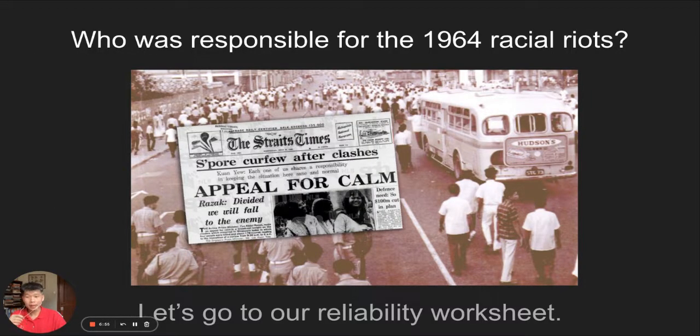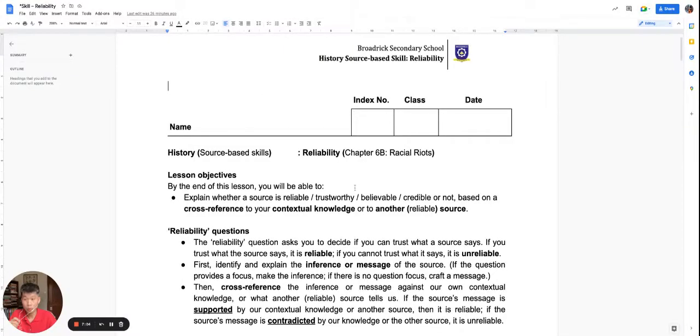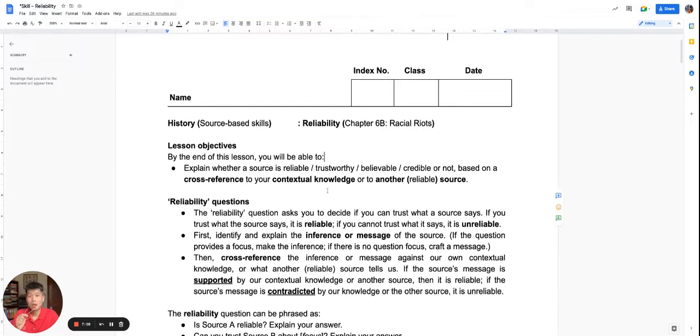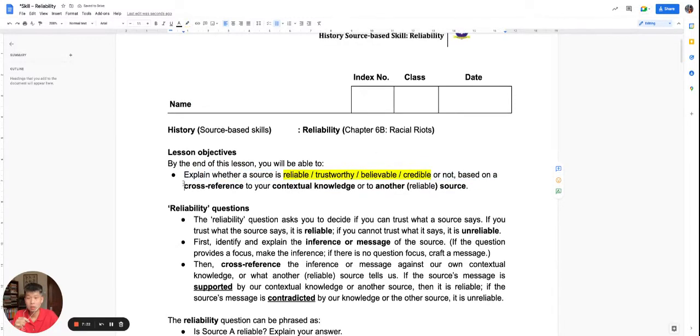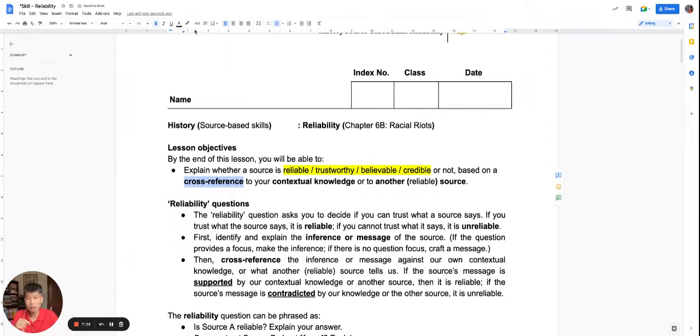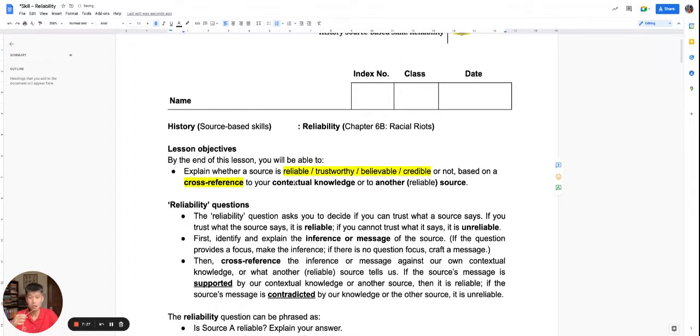And we're going to apply this skill on a worksheet examining the responsibility for the 1964 racial riots. So now let me invite you back to the worksheet. I'm going to speed up. Reliability is about checking whether a source is reliable or trustworthy or believable or credible. Highlight this. And we know that by establishing a valid cross-reference to either your own knowledge or another source.